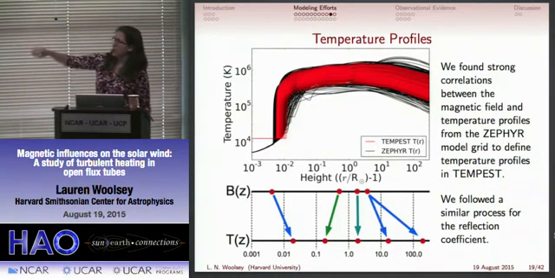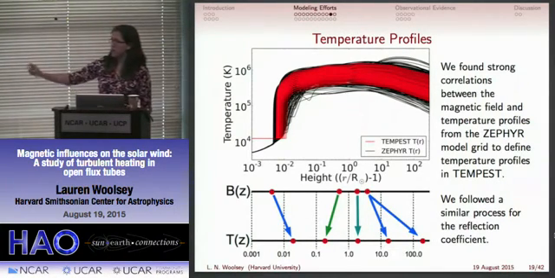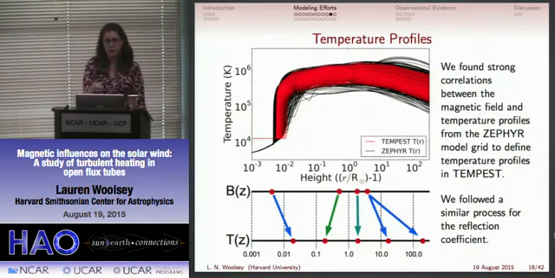So in the top we have the results from ZEPHYR that had all of the physics included. And then on top of that we have the TEMPEST temperature profiles. So it's about the same spread, and if you look at any particular model, they look very similar. And at the bottom we show where those nodes track back to. So for each of the defined temperature nodes, we found where the magnetic field had the strongest correlation with it, and then used those to define these temperature profiles. And all of this is in the paper in great detail in the appendix.